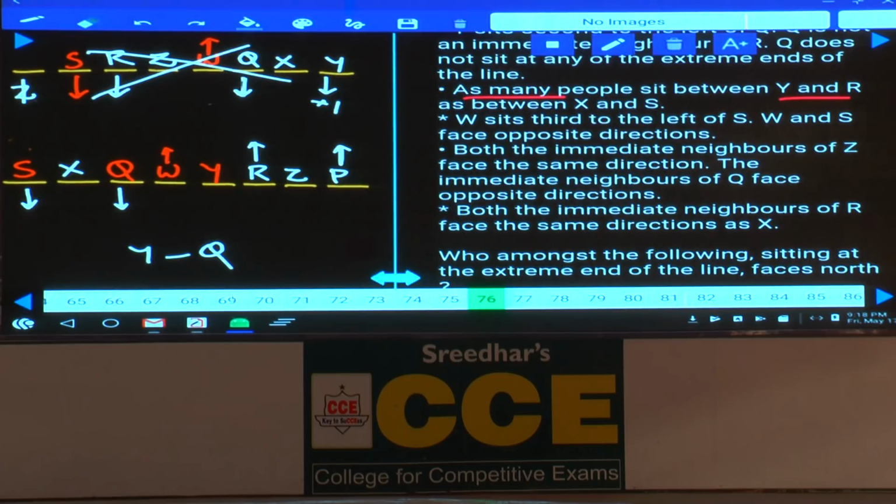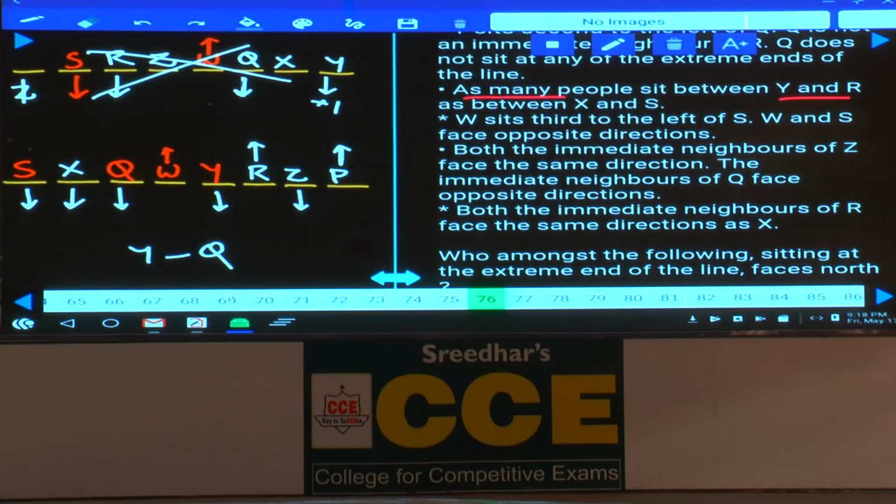The immediate neighbors of Q face opposite directions. Immediate neighbors of Q are W and X, facing opposite: W is north and X will be south. And immediate neighbors of R face the same direction as that of X. Now X is facing south. Immediate neighbors of R are Y and Z, so these two persons are also facing south. Done with this? Now this is how these 8 persons are seated in a straight line.